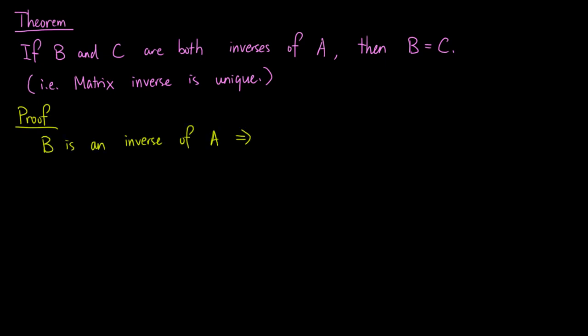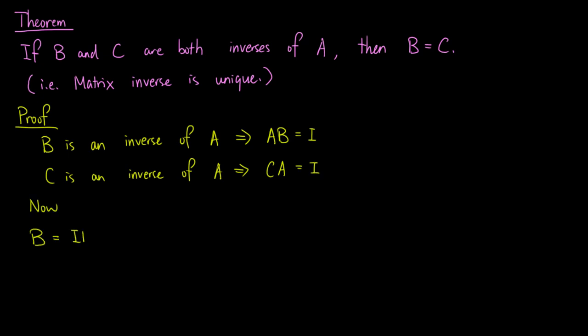Since B is an inverse of A, we know that A times B equals I. Also, C is an inverse of A means that C times A equals I. Now, we can write B equals I times B, which equals bracket C times A times B. Since matrix multiplication is associative, we can choose to multiply the latter two matrices first, so this equals C times bracket A times B, which equals C times I, which is just C. So indeed, B equals C.